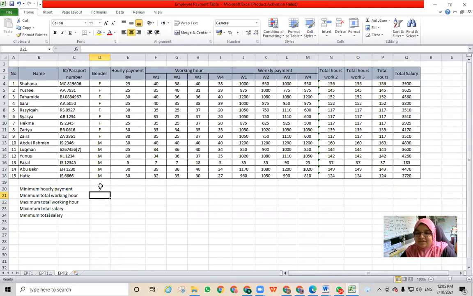So this is how the formula looks like. Equal to minimum, open the bracket, choose the range, close the bracket. You should memorize this because sometimes in exams they don't give you the formula, and this is the simplest formula of all. Minimum total working hours. Where do we go? Come on.